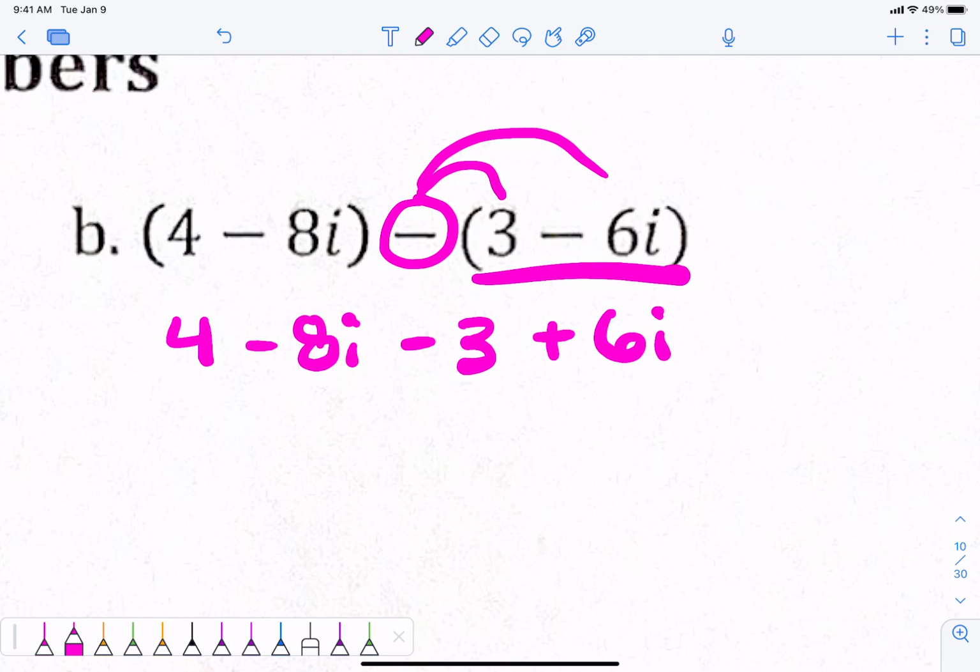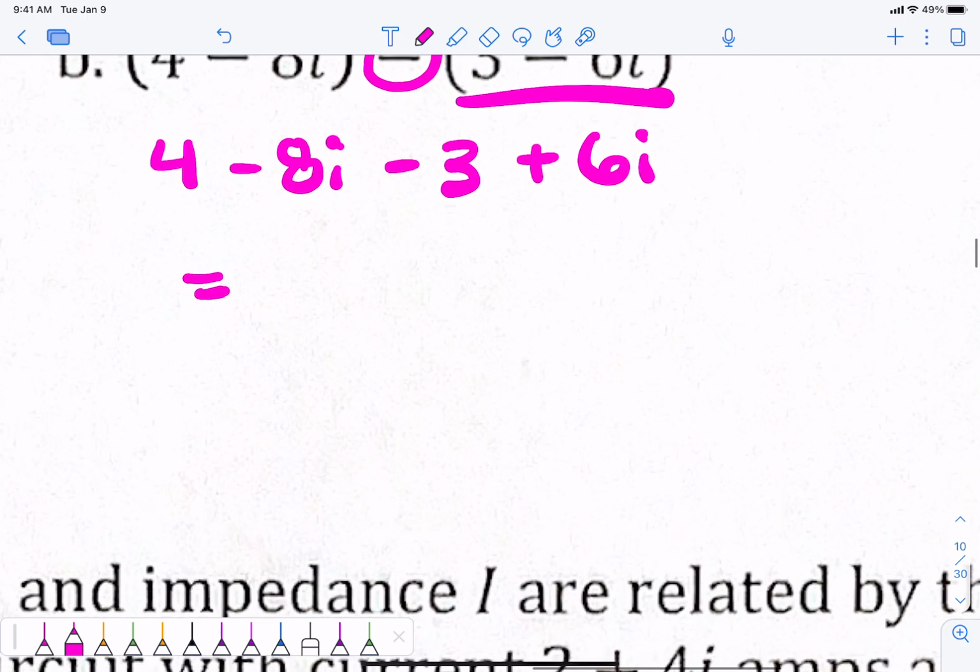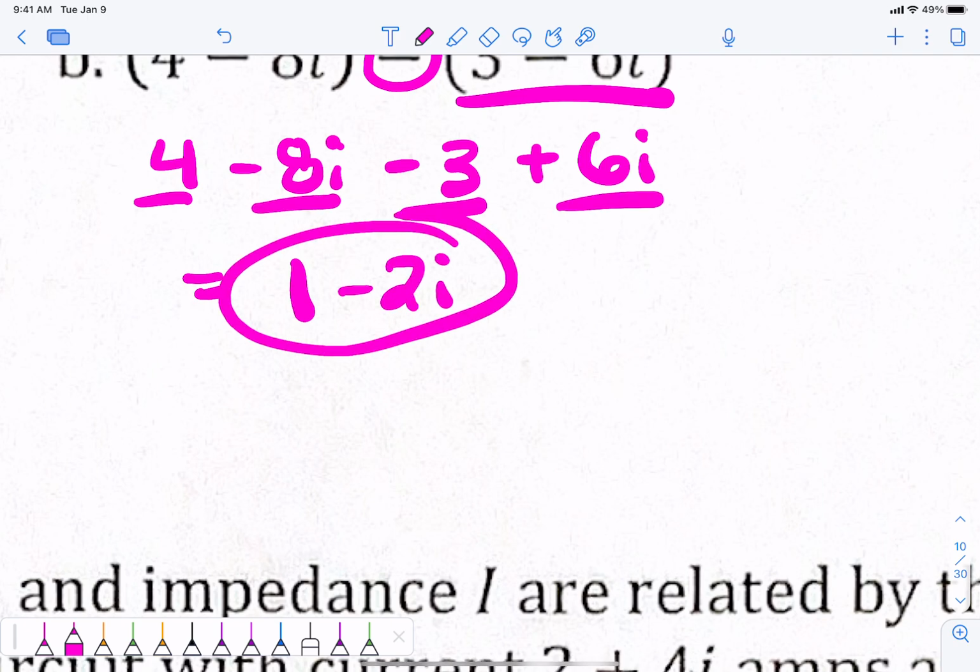Then all you do is combine like terms. 4 minus 3 is 1, and negative 8i plus 6i is negative 2i. There he is. Combine like terms, that's all.